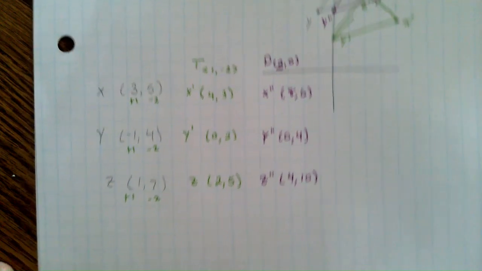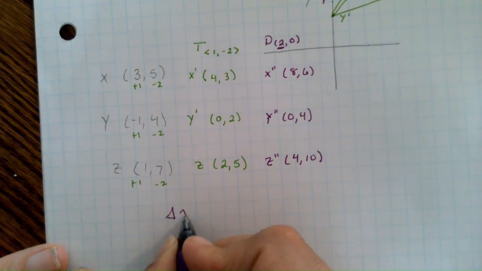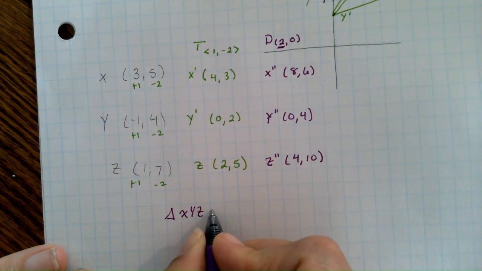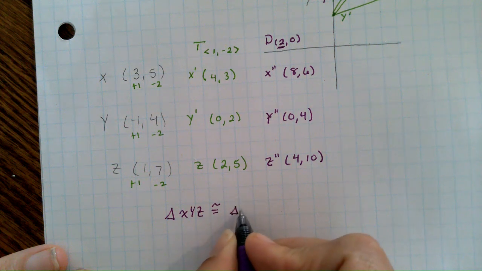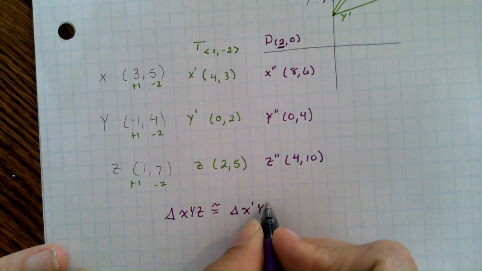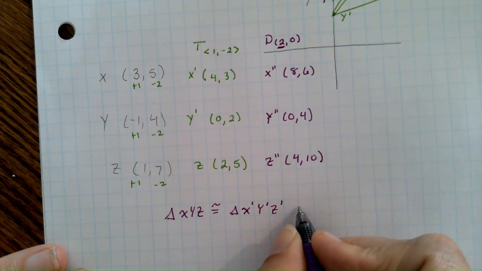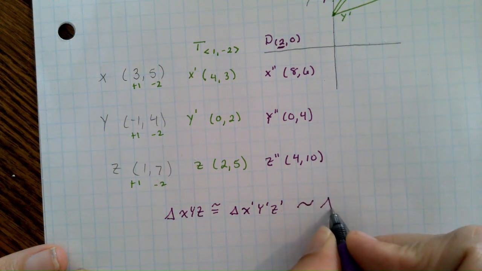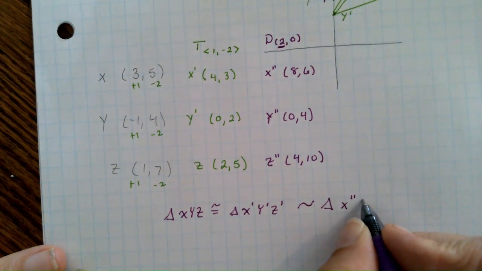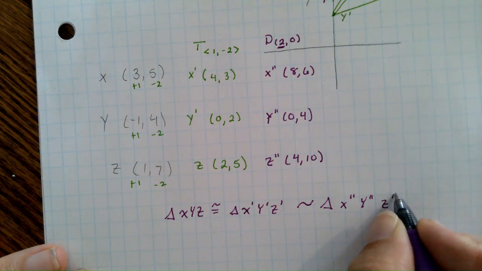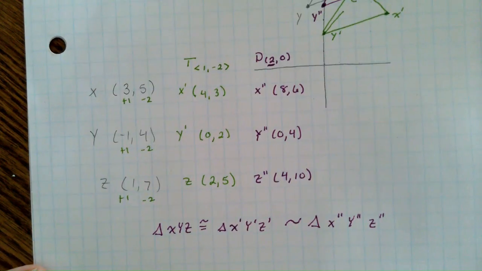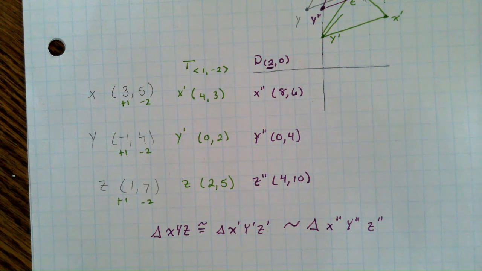And again, triangle XYZ is congruent to the translated triangle, and they are similar to the dilated triangle. Similar means that they have the same angles, but the side lengths do not match.